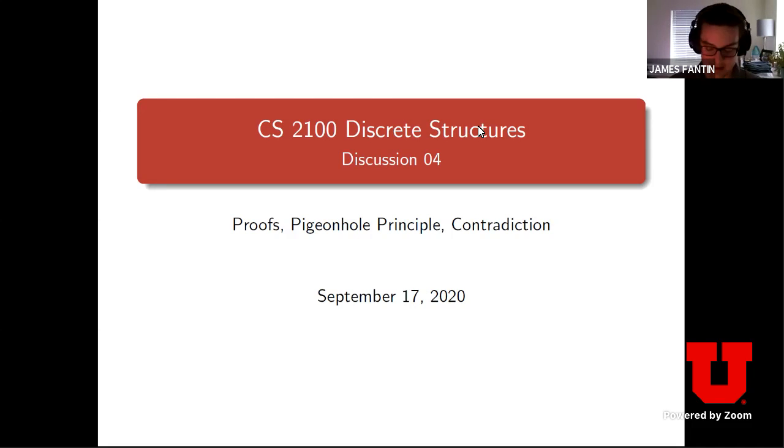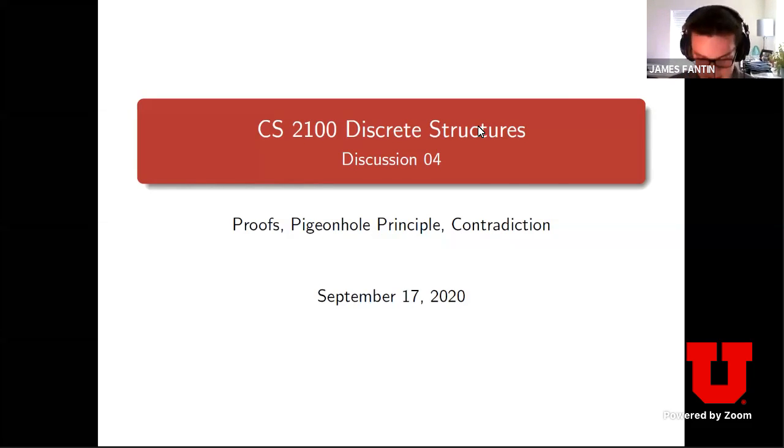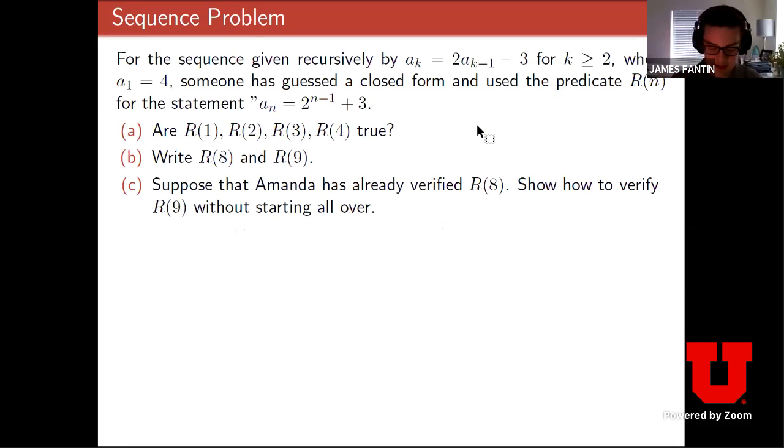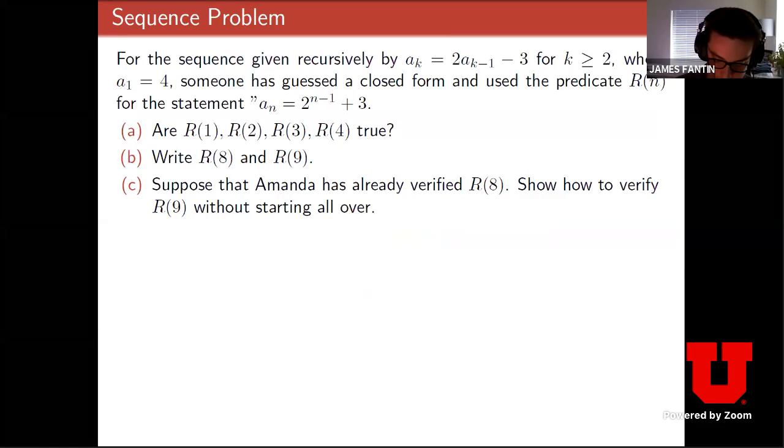All right. Looks like we're still missing a couple people, but we'll go ahead and get started on the first problem. This is a problem on sequences. Here we have this recursive sequence: a_k equals 2a_(k-1) minus 3 for all k greater than or equal to 2, with the initial condition that a_1 is equal to 4.